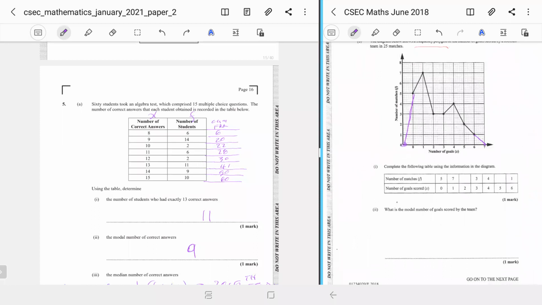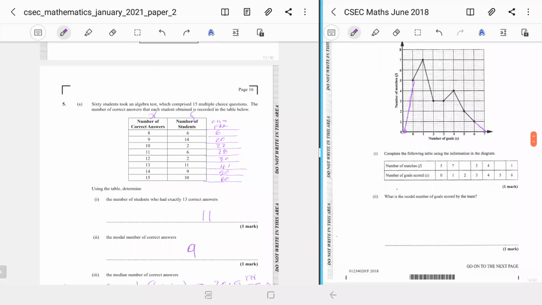5 teams because 0 goes. The modal number of holes is the one with the highest frequency. The modal number of holes is 1.